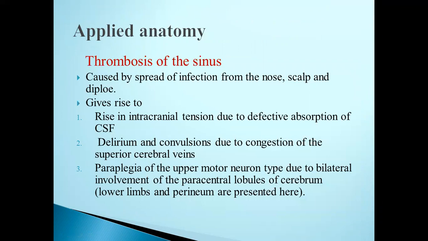Applied aspect: thrombosis of this sinus is caused by spread of infection from the nose, scalp, and diploe. This gives rise to raised intracranial tension due to defective absorption of CSF, delirium and convulsions due to congestion of the superior cerebral veins, and paraplegia of the upper motor neuron type due to bilateral involvement of the paracentral lobules of the cerebrum. In this paracentral lobule, the lower limb and perineum are represented. That's why the involvement is like that.